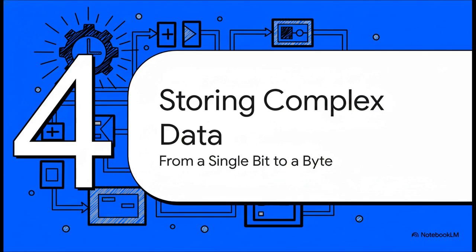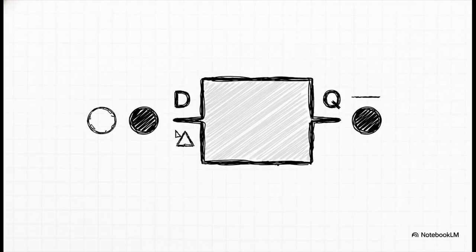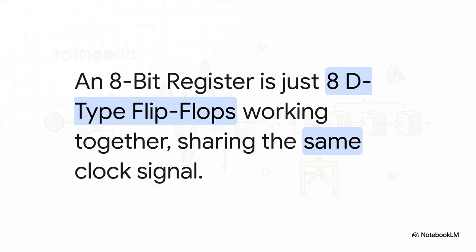Okay, so we've got a way to reliably store one single bit of information. But computers don't really work with single bits, right? They work with bytes and much, much larger chunks of data. So how do we scale this whole thing up? So here it is, a reliable little building block, one D-type flip-flop, and it can store one single bit, a 0 or a 1. To store more useful information, like a number or a letter, all we have to do is group them together. And it really is this simple.